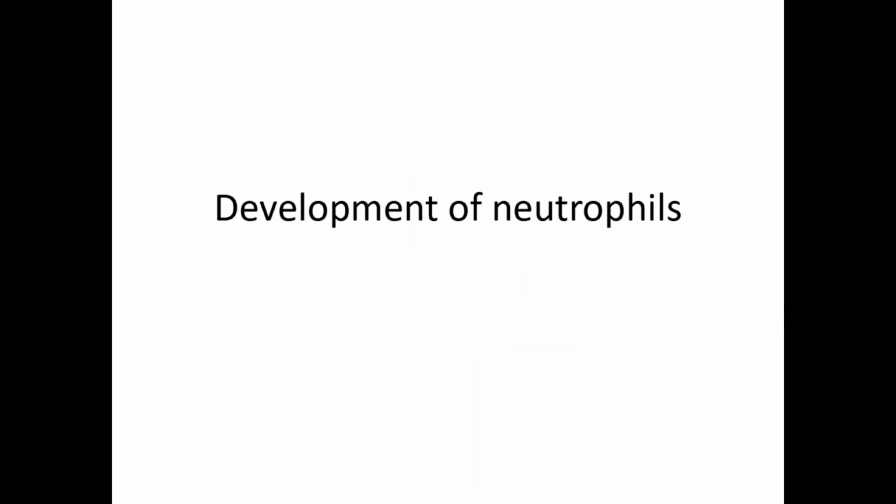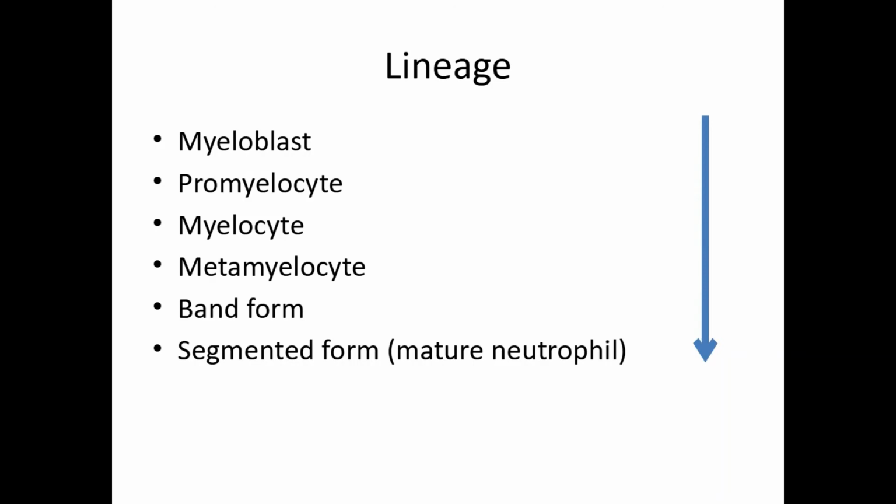Before discussing leukemoid reactions, I'd like to explain to you the development of neutrophils so that your understanding of both leukemoid reaction as well as AML and CML will be better. Neutrophils in the peripheral blood develop from precursor cells which are present in the bone marrow. And during the development, there are various stages.